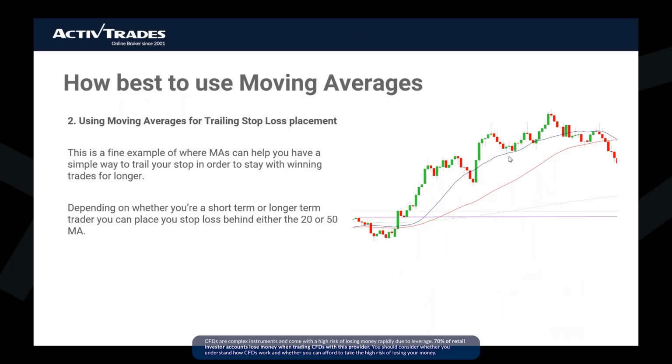Secondly, a way we can use moving averages is as a place to put your trailing stop loss. And this is a good example of where moving averages can give you a very simple way to trail your stop in order to stay with winning trending trades for longer. Depending upon whether you're a short-term or a long-term trader, you might place your stop loss behind either the 20 period or the 50 period moving average.